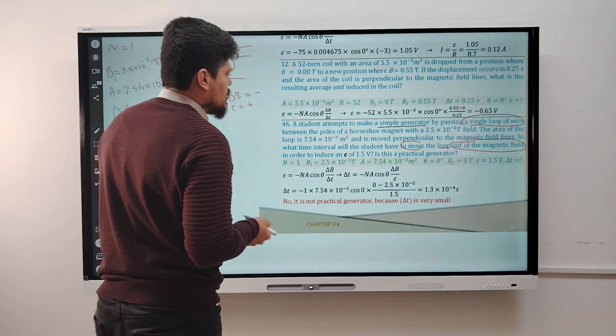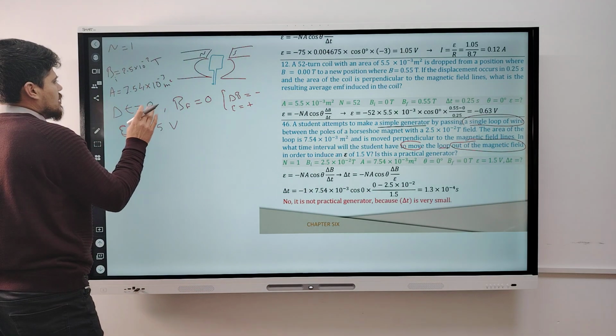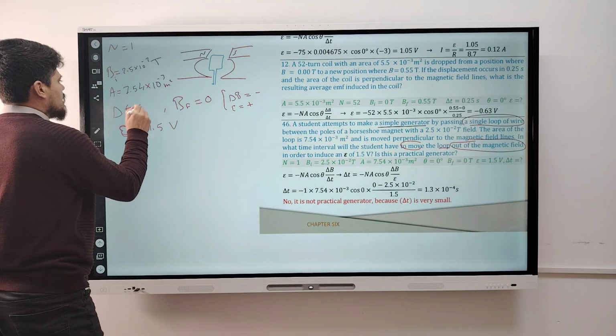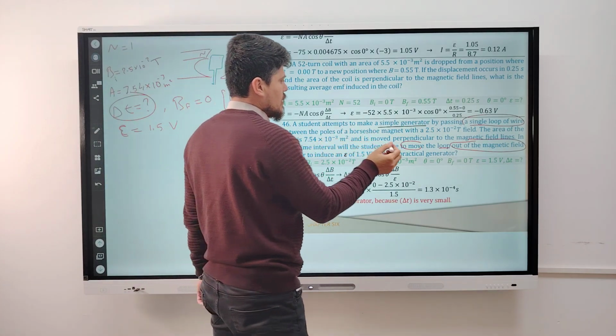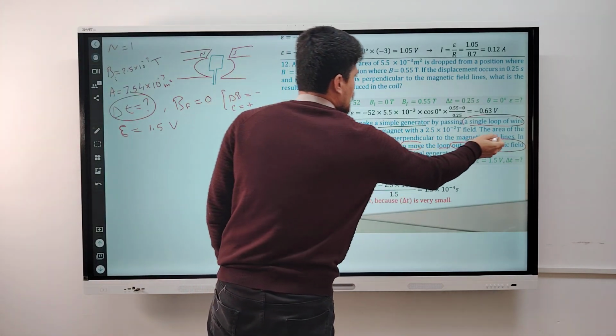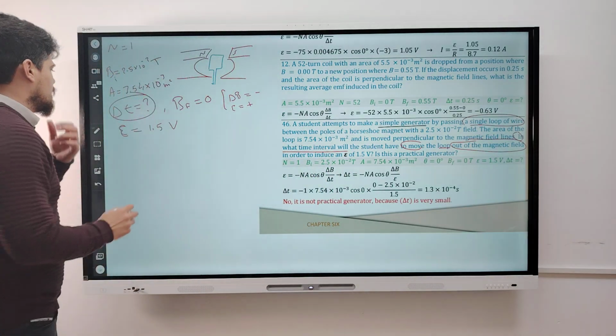Is this a practical generator? So we have to find the time. Okay, sorry, this is not 0. Time is unknown. In what time interval? So we have to find the time.